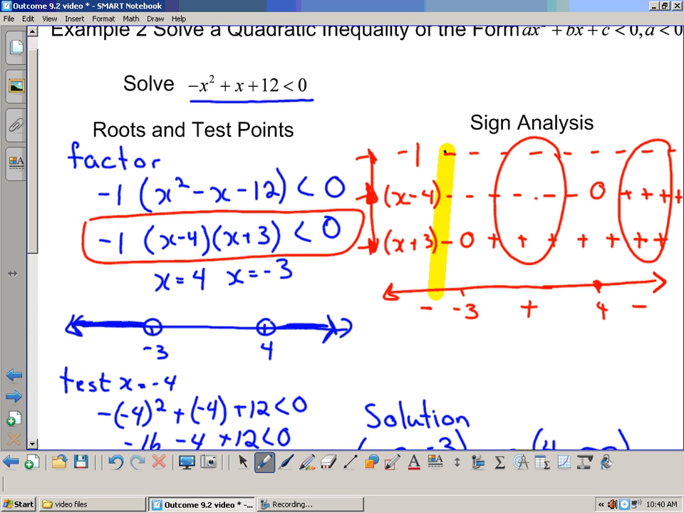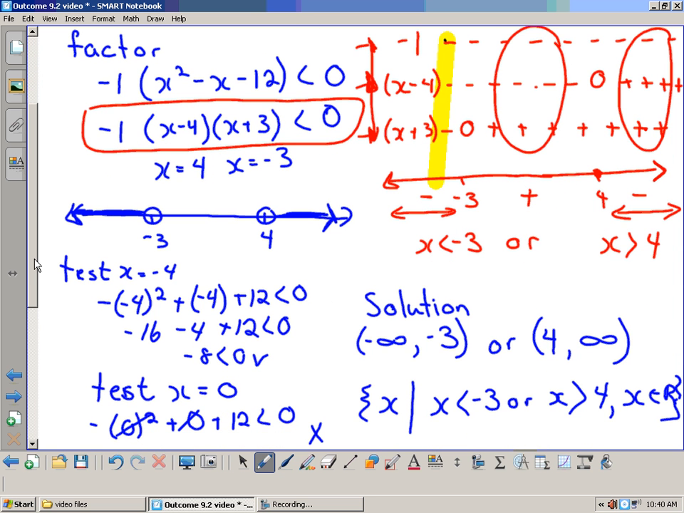Because my inequality asks me for values where it is less than 0, I want these sections where my inequality is less than 0. If it's less than 0, that means it's negative. So I'm looking for values of x where x is less than negative 3 and where x is greater than positive 4. And so there's my solution. And again, I can write it the same way we did the R solution by doing the roots and test points.